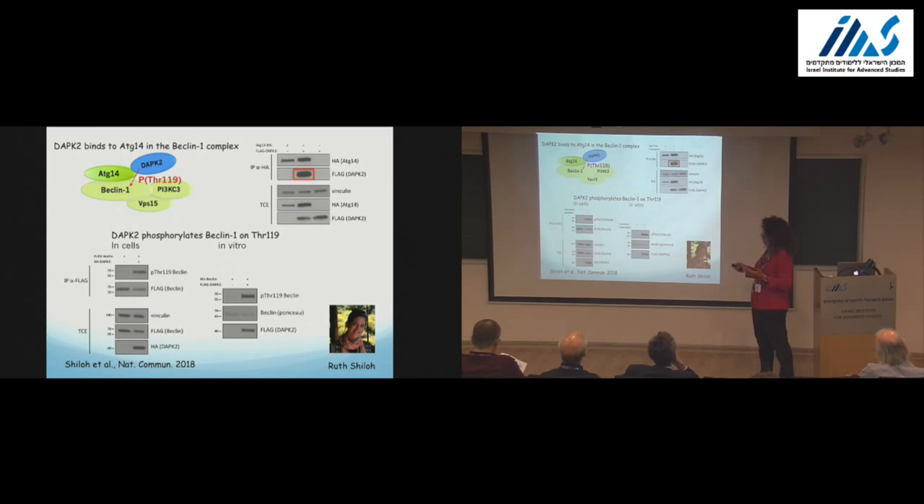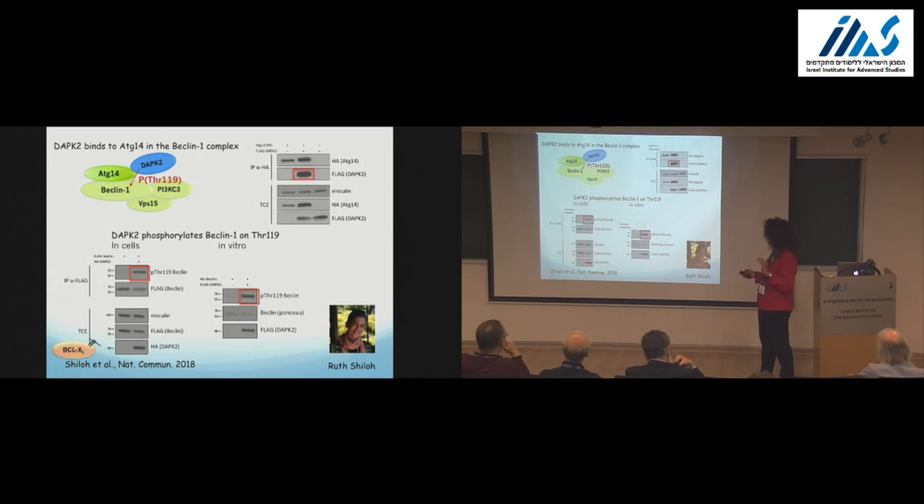We looked at who is phosphorylated by DAP kinase. This is a kinase. It phosphorylates a substrate. Who is the substrate? At the beginning, we were sure that ATG14 would be the substrate because ATG14 is the one that binds to DAP kinase 2. But we discovered that DAP kinase phosphorylates Beclin-1, the scaffold protein that is very important to activate the PI3 kinase. It phosphorylates at a certain position for which we have made antibodies, threonine 119 in Beclin. And this is very important because this is a critical position in Beclin.